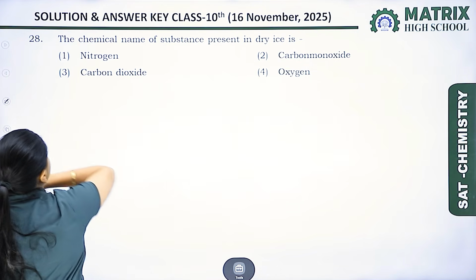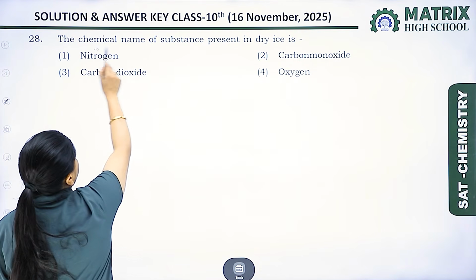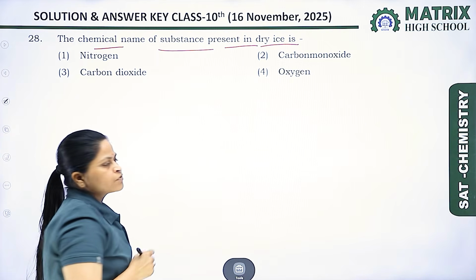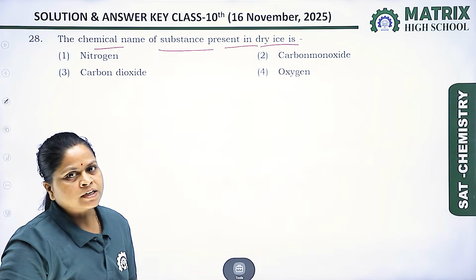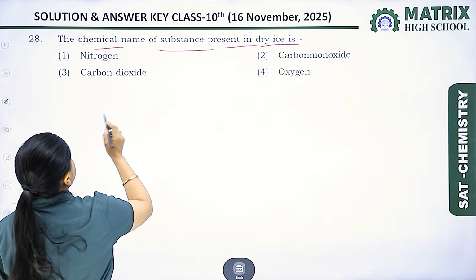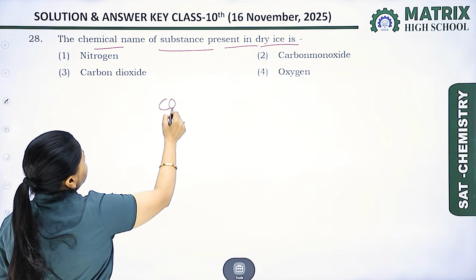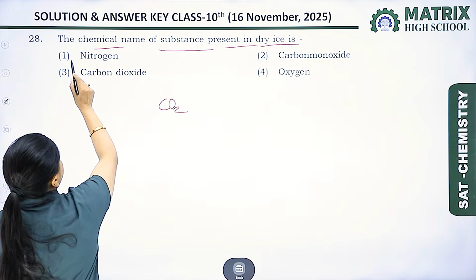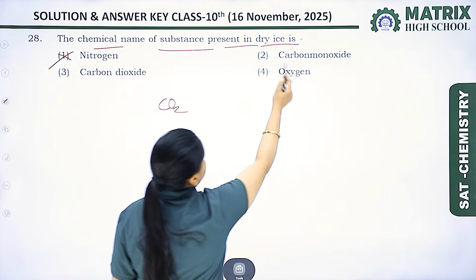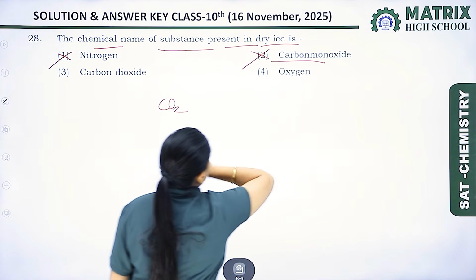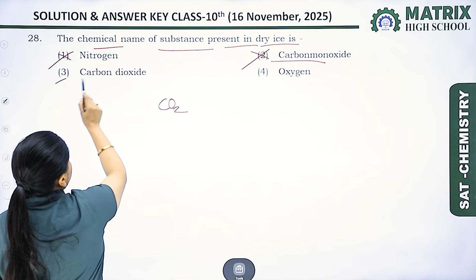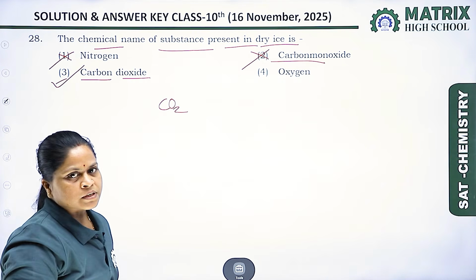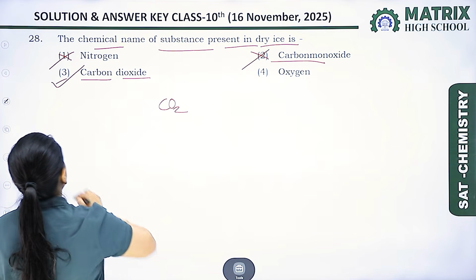Now the next question is 28. The chemical name of the substance present in dry ice. As we know, dry ice is solid CO2. So CO2 is the chemical formula of dry ice. First, nitrogen, it is wrong. Second, carbon monoxide, it is again wrong. The third option, carbon dioxide, yes, it is correct. So the answer is option 3, carbon dioxide.